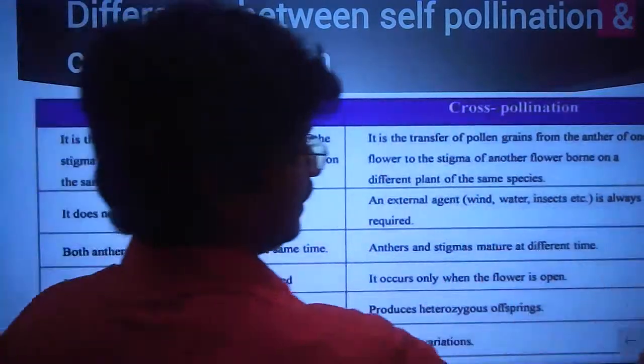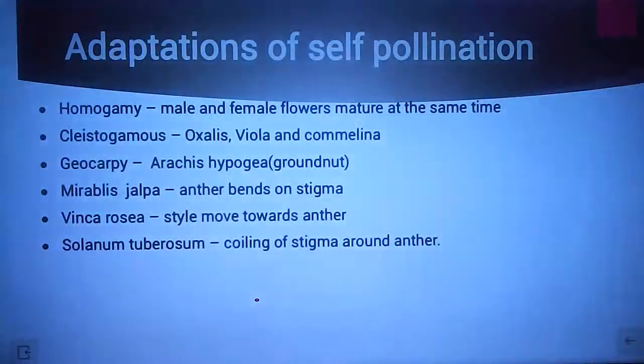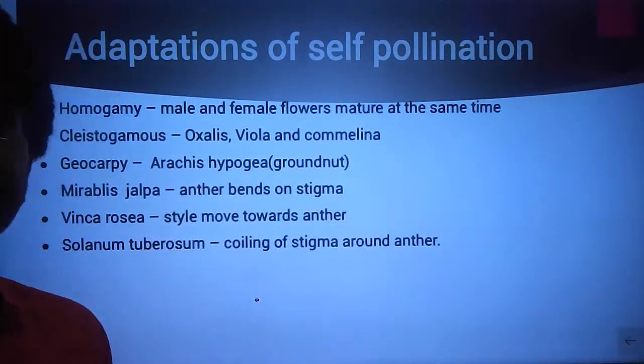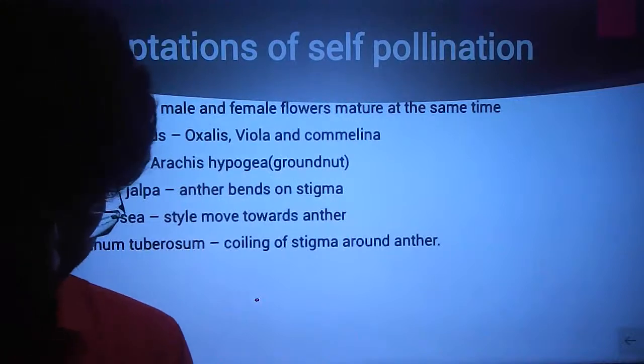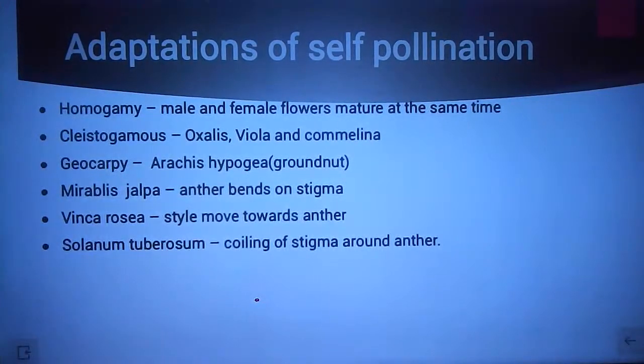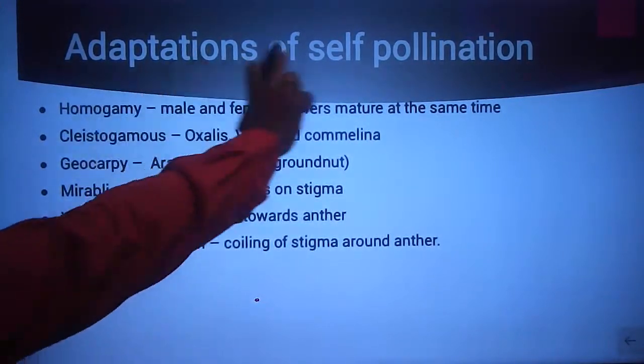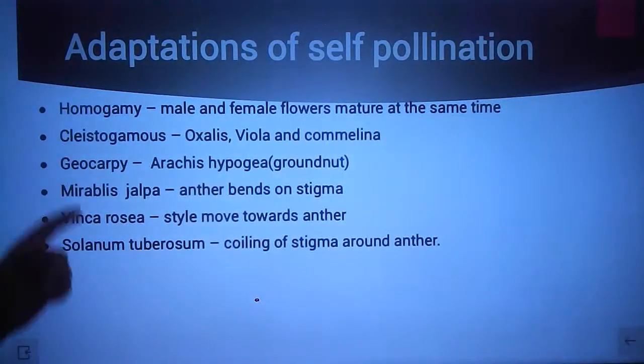So we have studied the difference between self pollination and cross pollination. Now, the adaptations of self pollination. When you talk about self pollination, there are certain adaptations the plant should have, and then it will be possible for the plants to go with this type of self pollination. First is homogamy.